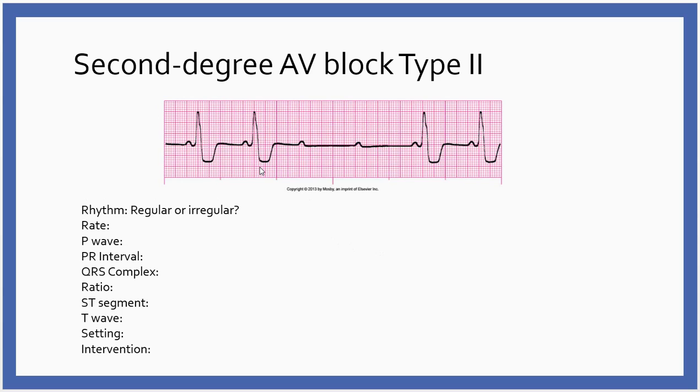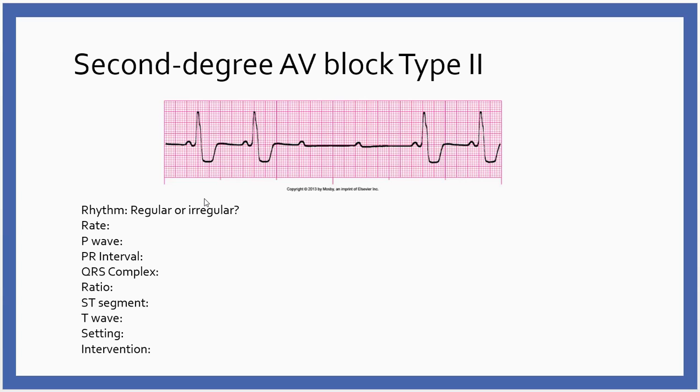So what am I going to do with this? Second degree type 2, Mobitz 2, is seen with heart attacks, like I said, degeneration in the conduction system, which is why I'm alarmed about it. And we also see this with acute myocarditis, which is also alarming.